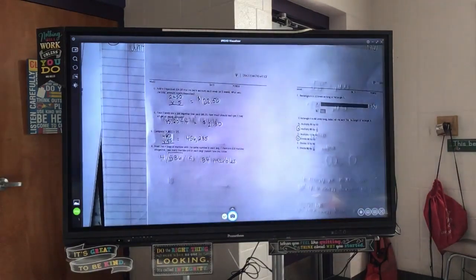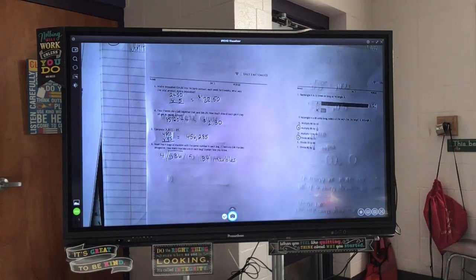C, you're multiplying. What do you have to do with your decimals when you multiply? Jonathan? So don't line them up, right? It doesn't matter that there's a decimal when you multiply, you just add it back in at the end. And then D, you're dividing $85.20 by 4, and you end up with $21.30.